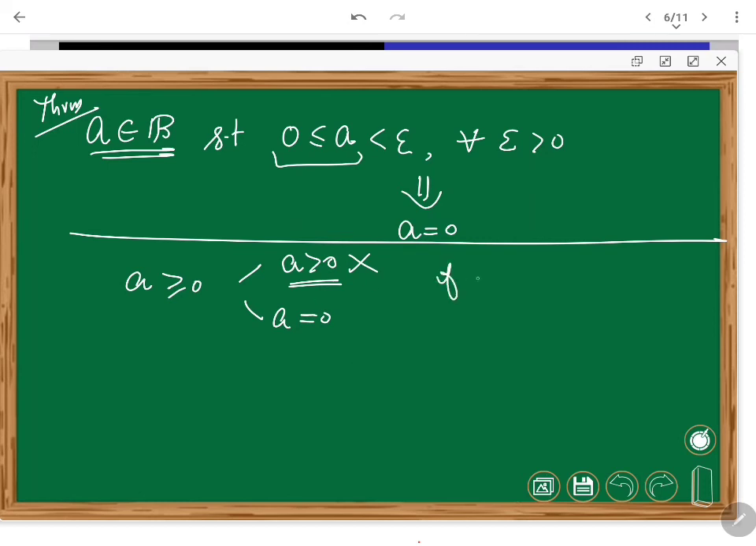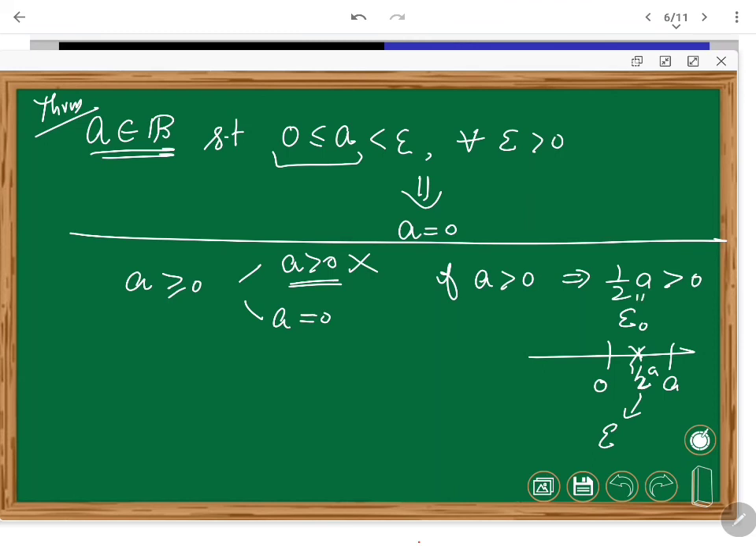So if A is greater than 0, what will happen? Just think about our earlier discussion. Our A was here, then go halfway, it is half times A. So this half times A should be a positive real number, right? So I can select this as epsilon, a positive real number. Once A is positive, half times A is also strictly positive. So call that the new epsilon. To be specific, I can call it epsilon naught, a particular value of epsilon, that's all.